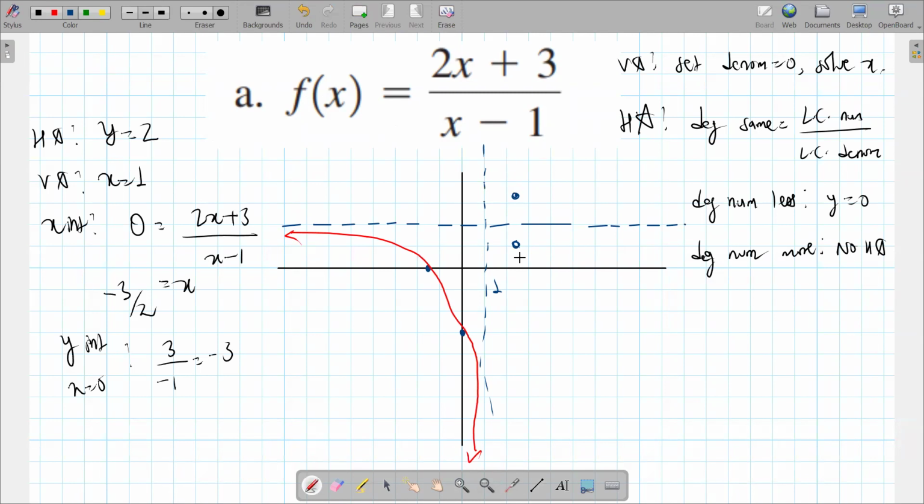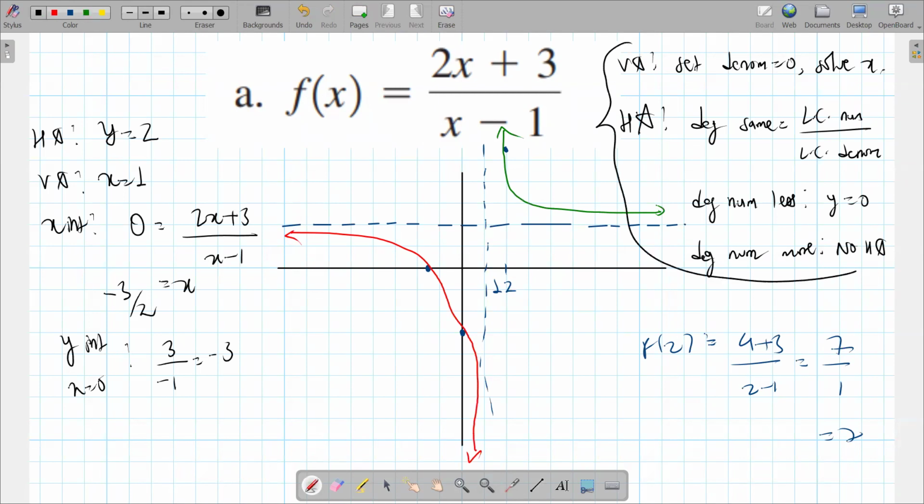Anything more than 1, basically 2. 2 would do it, okay? At 2, I'm gonna find f of 2. So f of 2 is gonna be 4 plus 3 over 2 minus 1. That's 7 over 1, that's a 7. So at 2, I'm somewhere over here, okay? Mm-hmm. So the only way that's gonna work is if you have something like that. And that's it. Did that make sense? Yeah. You want to remember this. It'll save you a lot of time.